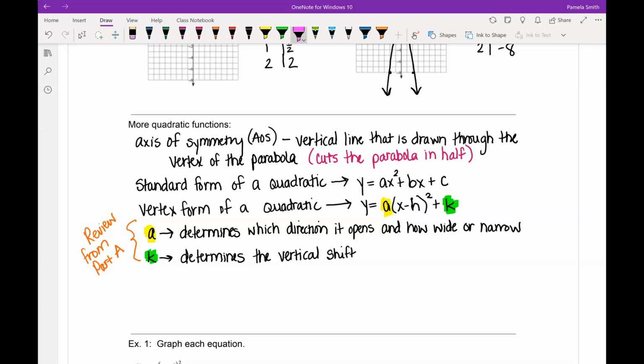What is new today is now we've added in this h. So I am adding a new letter in. So h determines our horizontal shift, or how far left or right the graph shifts.